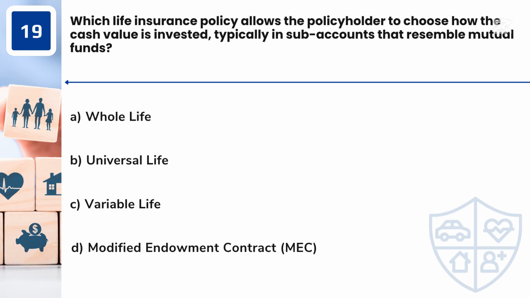Question 19. Which life insurance policy allows the policyholder to choose how the cash value is invested, typically in subaccounts that resemble mutual funds? A. Whole life. B. Universal life. C. Variable life. D. Modified Endowment Contract, MEC.